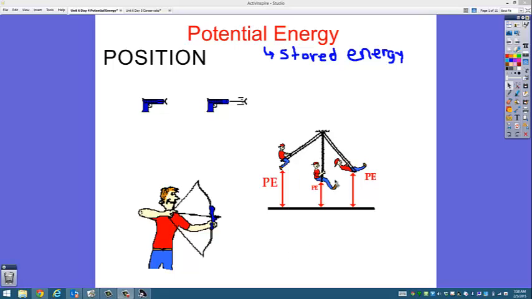The other type over here, you have a person on a swing going back and forth. Same thing, you have that height. So he's going to have potential energy due to his position.